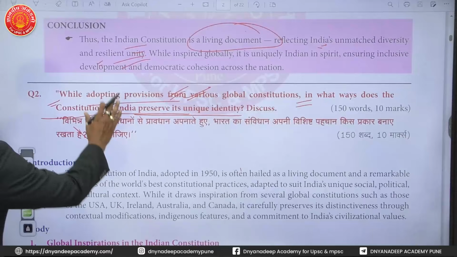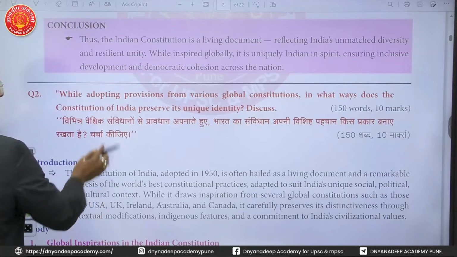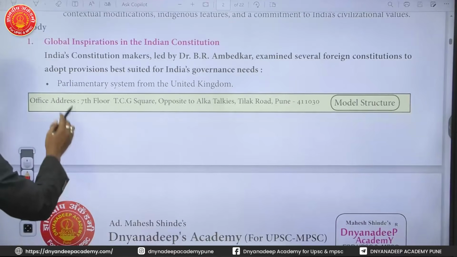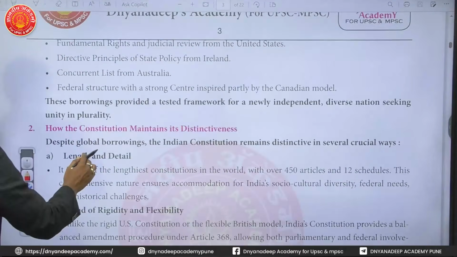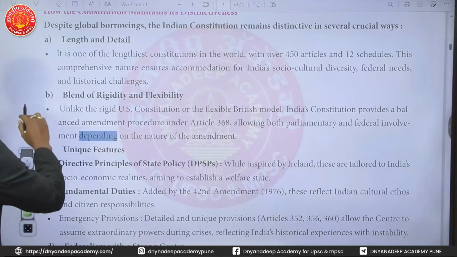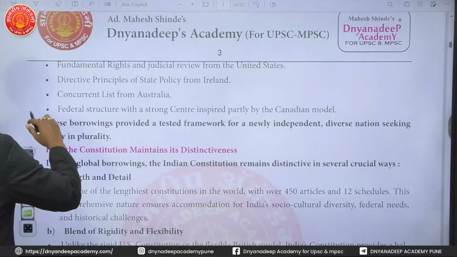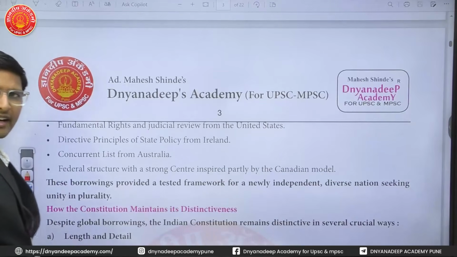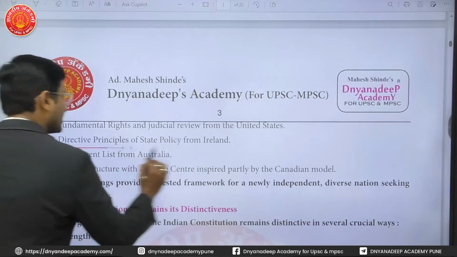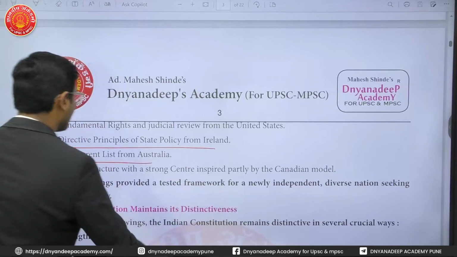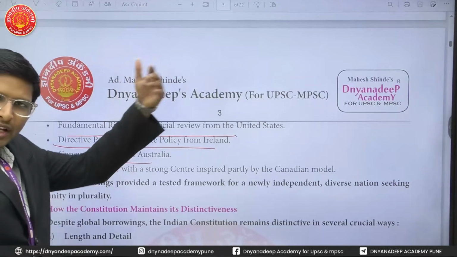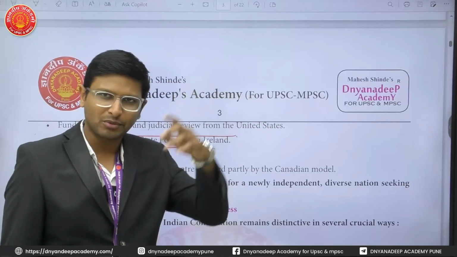Okay, so first we will address the first part, adopting the provisions from different constitutions. We have taken different provisions from different constitutions, like from Canada, from the United States, from Ireland. All these things we have seen: directive principles from Ireland, the concurrent list from Australia, fundamental rights and judicial review from the United States. Like that you write that we have taken different provisions from different constitutions.